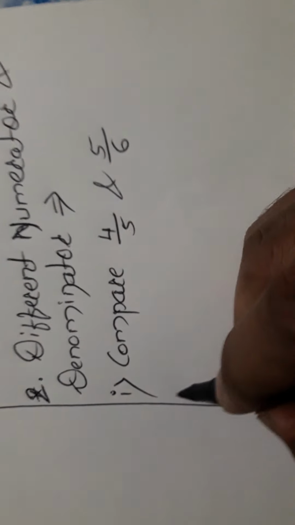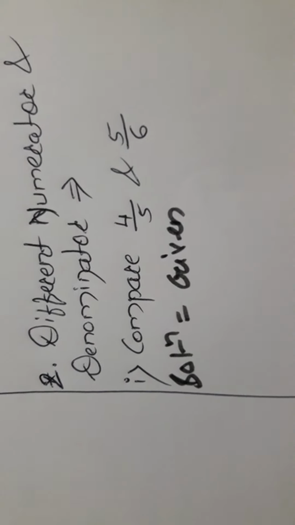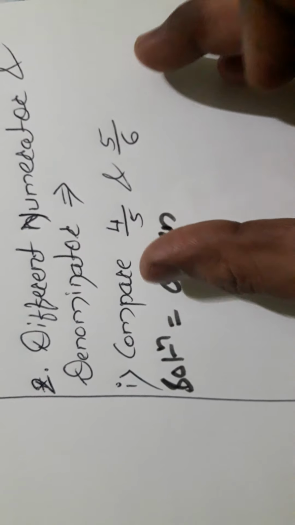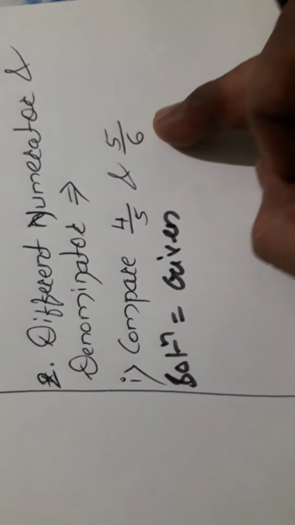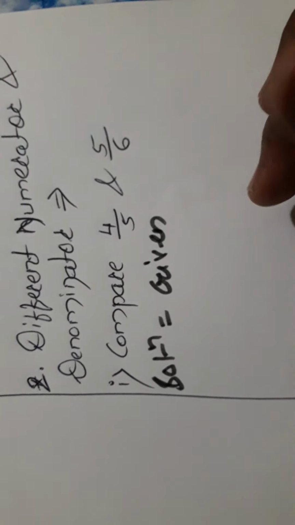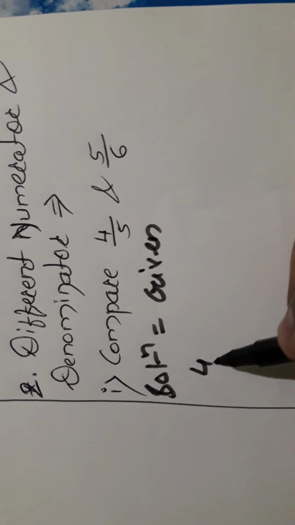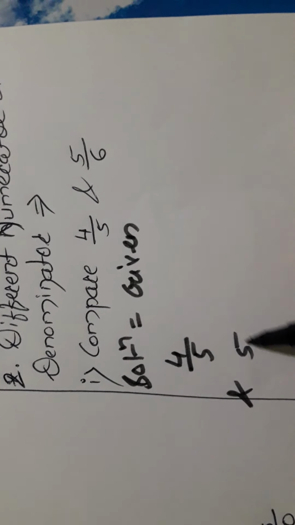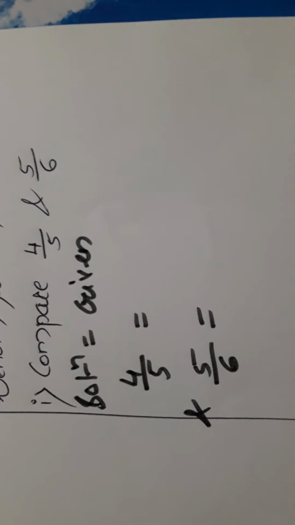Okay, I will show you here. Solution given. What will we do here? First, I will show you how to make the denominator the same. If denominators are same, then like fractions will be there, and we can compare them easily. Okay, for making the denominator the same, what do we have to do? The first fraction is 4 upon 5 and the second fraction is 5 upon 6. We have decided here that we are going to make the denominators the same.